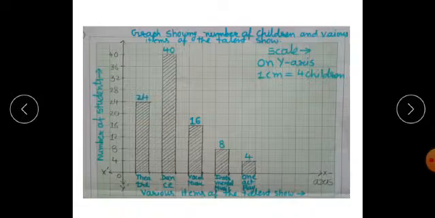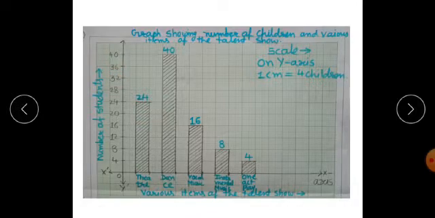Students, again I have drawn x-axis and y-axis intersecting at the point of origin, that is O. I have taken various items of the talent show on x-axis and I have selected the scale. 1 centimeter is equal to 4 children for y-axis, and therefore I have written all the multiples of 4. 4, 8, 12, 16, 20, 24, 28, 32, 36, and 40.